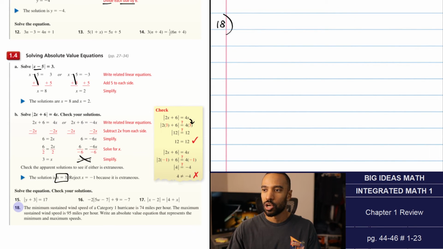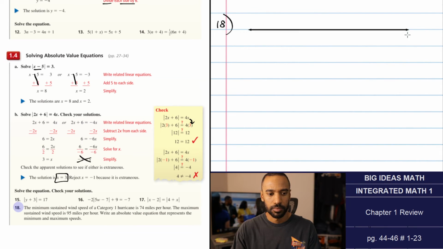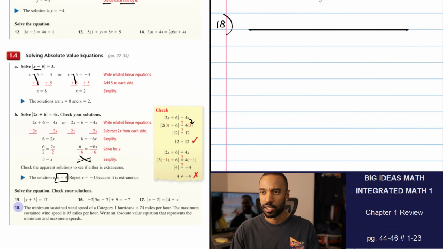Okay, so what I want to do here is represent this one on a number line, kind of graph it, if you will. They didn't ask us to graph the other ones, right? They did not. Okay, so imagine on a number line that you have all the numbers in the world, and right here you have 74, the minimum speed, and 95, the maximum speed. We can sway our answer all the way from 74 to 95 and everything in between.